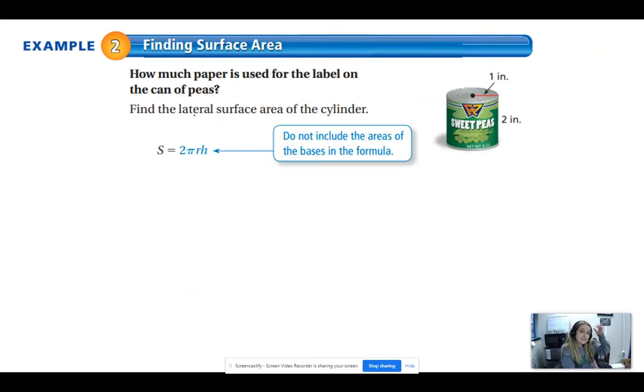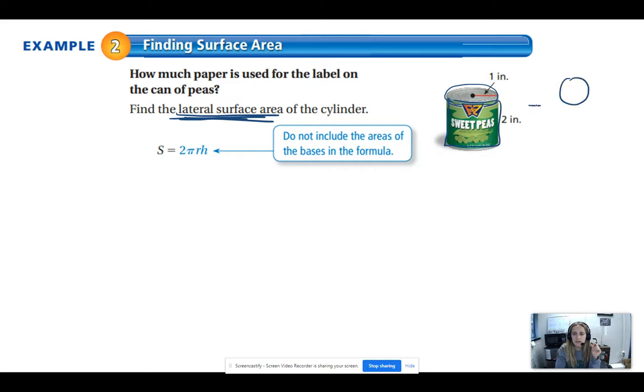Now let's look at finding the surface area. So how much paper is used for the label on a can of peas? So note, the label is only on the lateral surface, okay? So that means you're not including the areas of the bases. So you just want to find the lateral surface area, okay, which is all the way around like that.